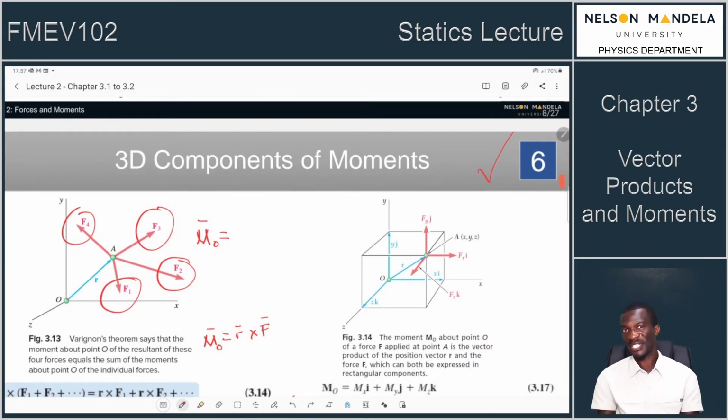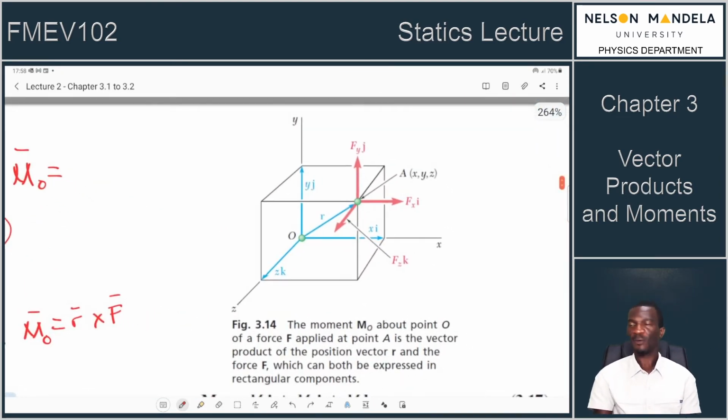So in other words, this principle is simply Varignon's principle. Principle number 6 in this study is Varignon's principle. If you are given a lot of forces that are acting on a rigid body, for you to find the moment of those forces, simply find the moment of the individual forces about the point of action.